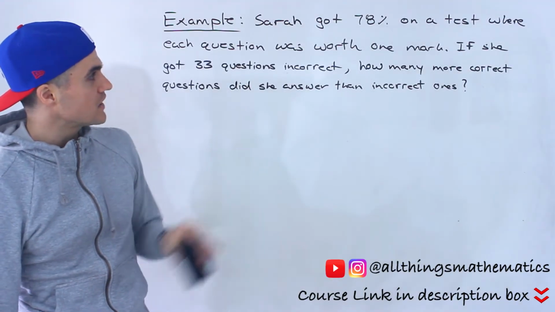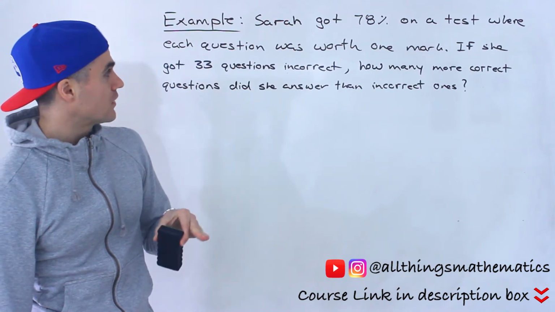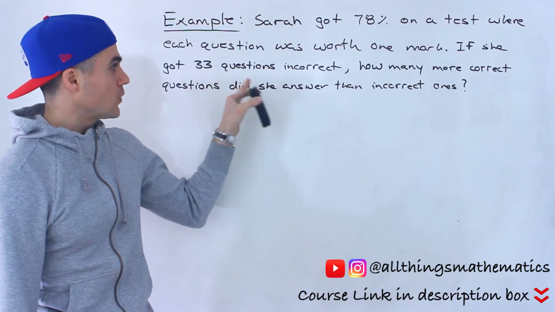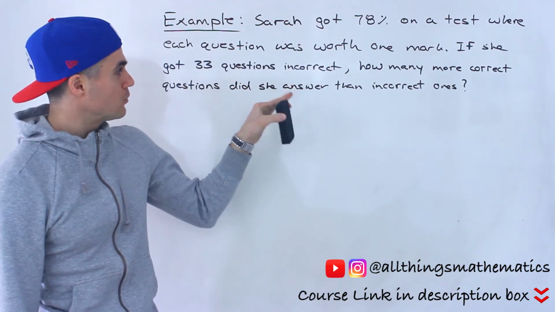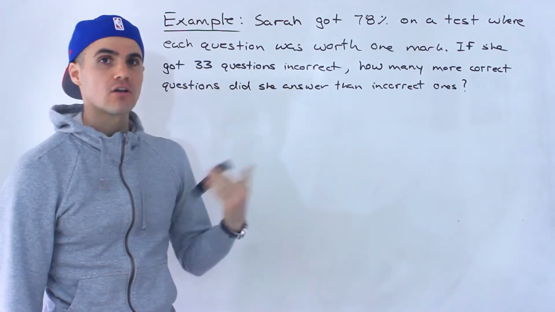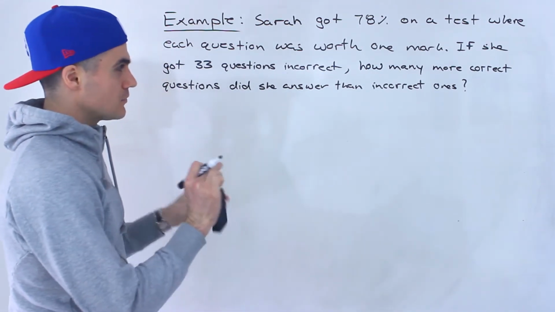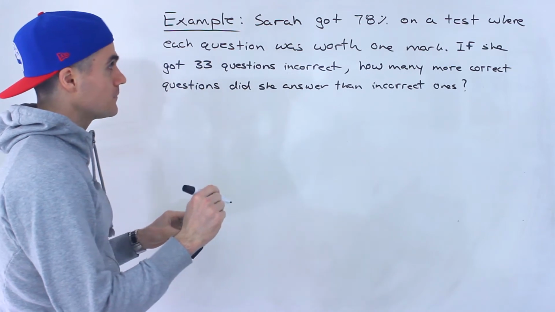Sarah got 78% on a test where each question was worth 1 mark. If she got 33 questions incorrect, how many more correct questions did she answer than incorrect ones? So this one's not too bad, but it's a little bit tricky. You've got to be careful with the wording.